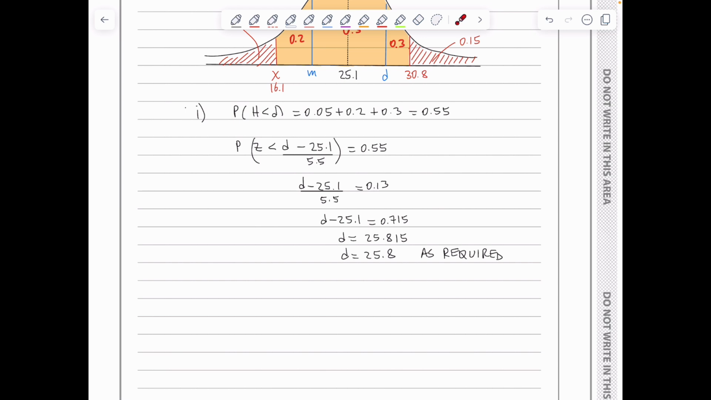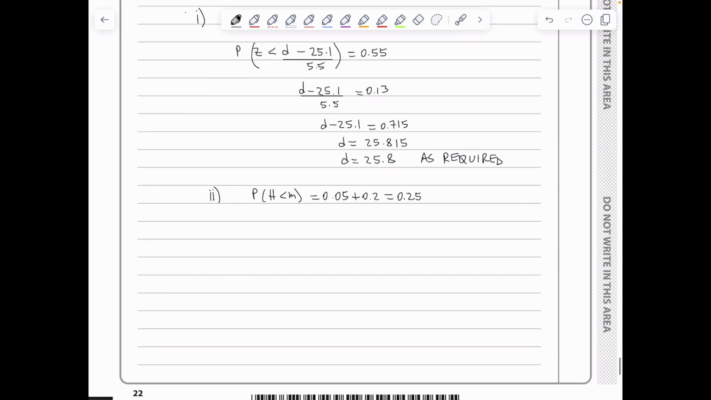Now to find the value of M, I will follow a similar approach. The probability of H being less than M is simply the 0.05 and the 0.2. So this gives an answer of 0.25, which means that we can proceed by standardizing. The probability of Z less than (M minus 25.1) over 5.5 is equal to 0.25.